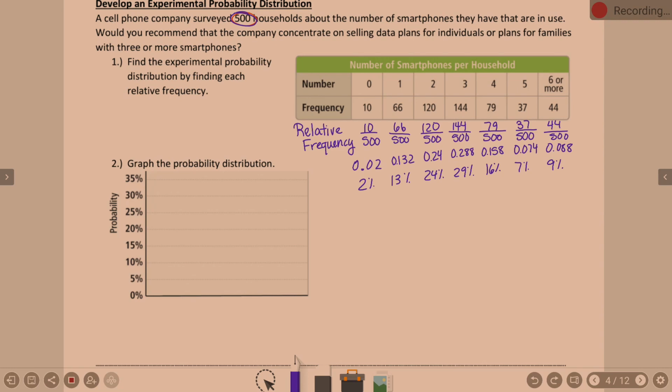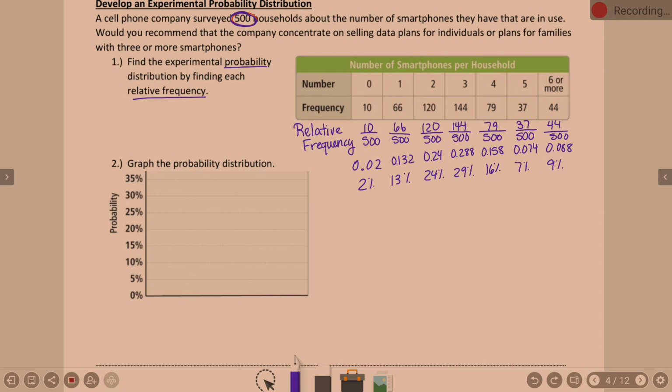Okay, so being able to find your relative frequency, taking each of those frequencies, looking at what total they're coming out of, we were able to change those to percents. So this is saying what? The highest, 29%, so three smartphones per household is happening 29% of the time. And that's the highest percent there. Now, that's part A. Just finding each probability using the frequency.